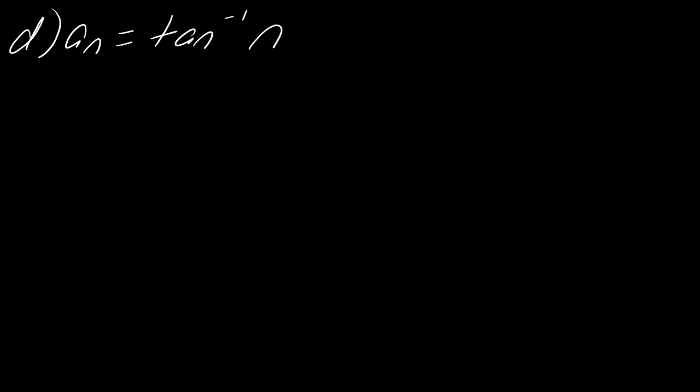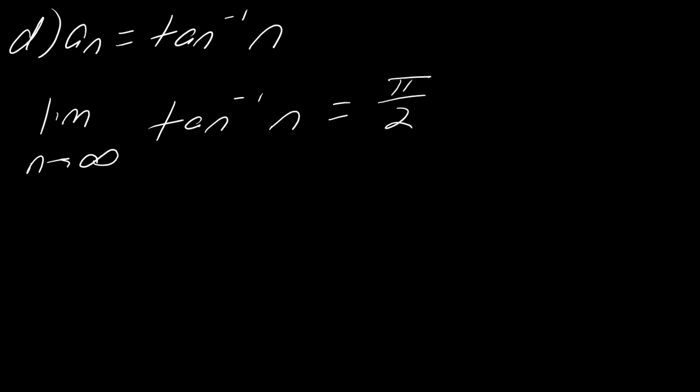Okay, and so last we've got the sequence, just the inverse tangent of n. If I take the limit as n approaches infinity, you've got to know something about inverse tangent. If you know something about inverse tangent, the graph actually has an asymptote. The asymptote of this graph is pi over 2. So it is helpful to know the basics of your different trig functions for these types of problems.